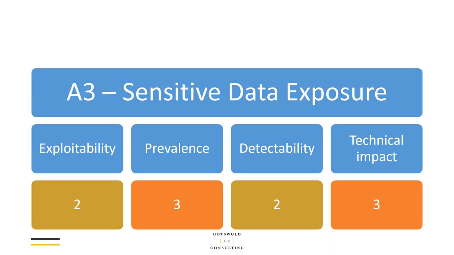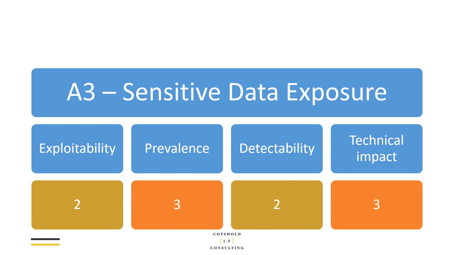So this is the OWASP grid for A3. It's generally relatively hard to detect data at rest being either not encrypted or encrypted incorrectly. And it can be quite hard to exploit if we're talking about something like an SSL or TLS setup not quite being done correctly. Trying to actually take advantage of that is not necessarily easy, and therefore this is often done as a second level attack. But at the same time, data not being protected or encrypted is very common.